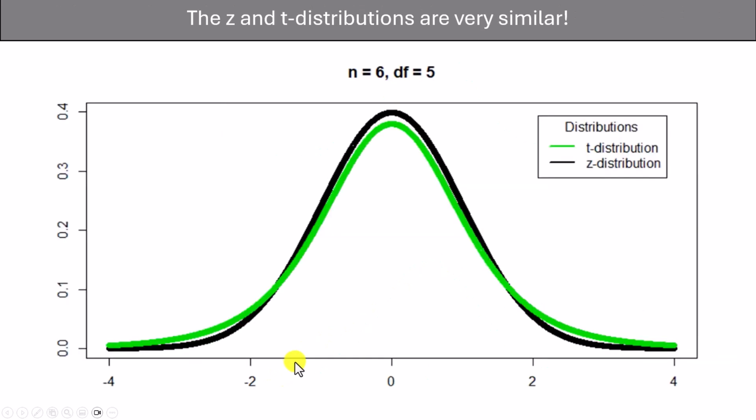Now it turns out the higher the sample size or degrees of freedom, the more similar the z and t distributions will be. So with smaller sample sizes, the t and z distributions will be more different, but with a larger sample size, they will be very similar. Here's what the z and t distributions look like for a sample size of 6, which means the degrees of freedom are 5. The z distribution is in black, and the t distribution is in green. Sometimes it's said that the t-distribution has slightly thicker tails than the z-distribution, meaning more extreme values are slightly more likely.